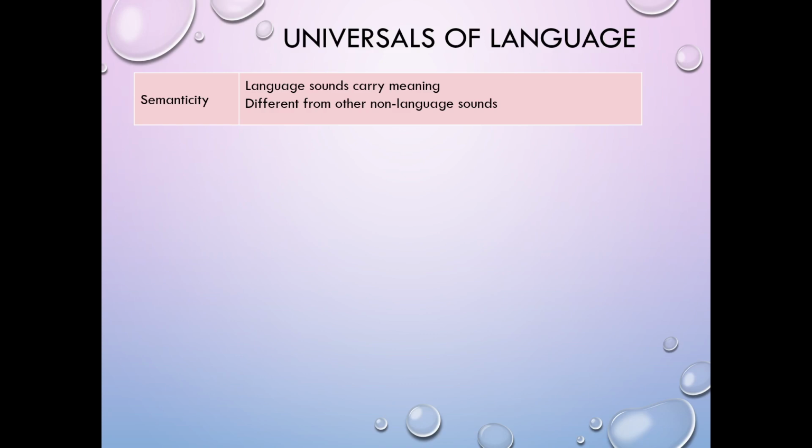The first one is what's called semanticity. That means that language sounds carry meaning. Now that might sound like duh, because obviously how could it be a language if it didn't carry meaning? But that's the point, right? That these universals are all the characteristics that must be present in order for something to be a language. Semanticity refers to certain sounds that we make in our language that are set aside as meaningful. There are other sounds that we could make with our mouths or with our hands or other things that don't mean anything in the language.